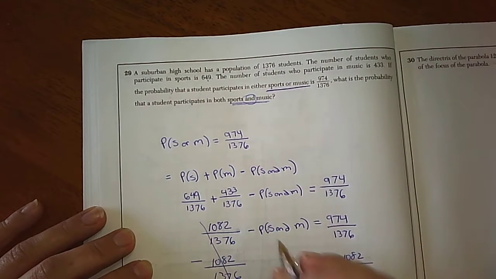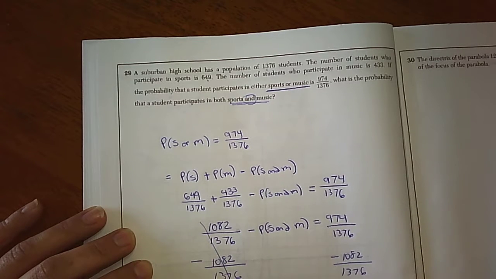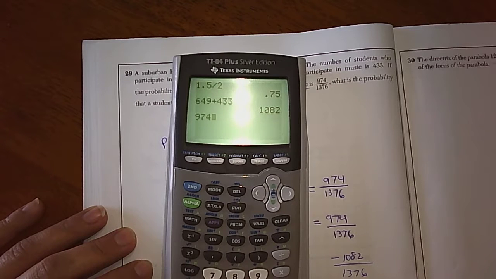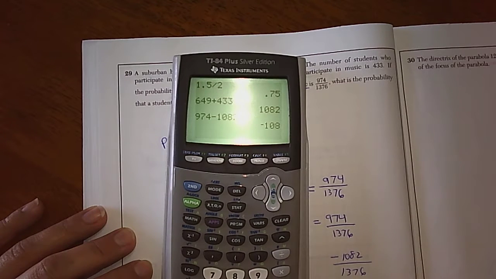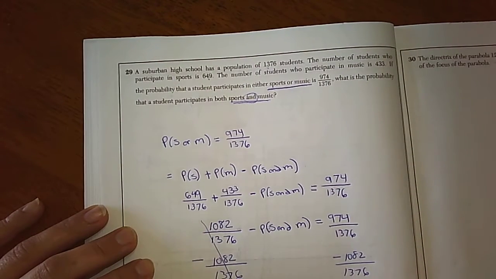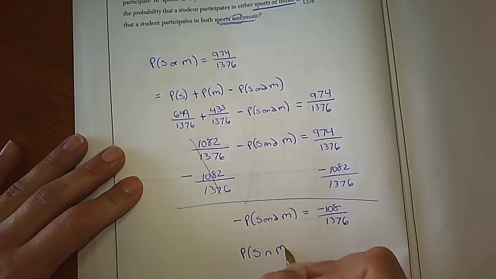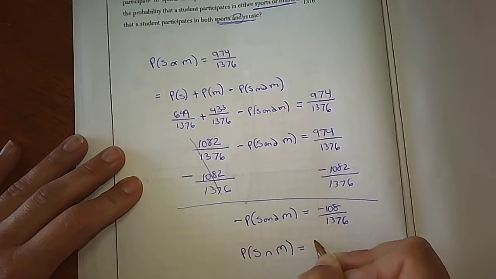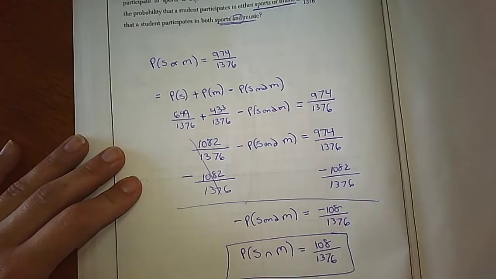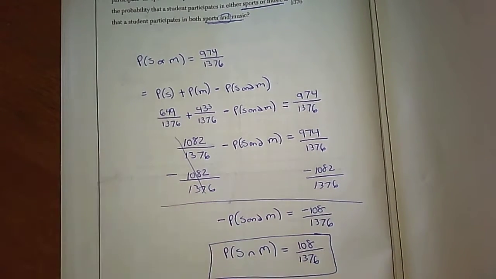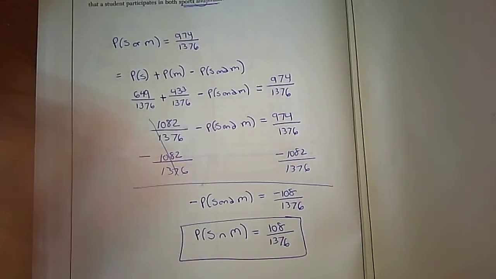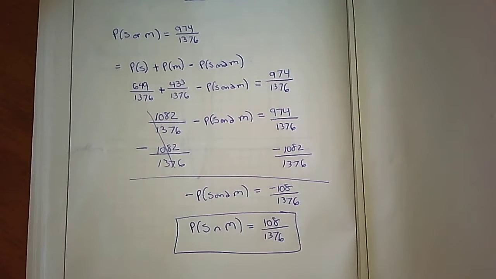So this cancels. So I get negative P(S and M) equals 974 minus 1082. I get negative 108 over 1376. And then since they're both negative, the negatives cancel. So the probability of S and M, that was another way you can write the word, equals 108 over 1376. Okay, so that was that one. You can do this other ways, but that's just using the definition they gave you for or.